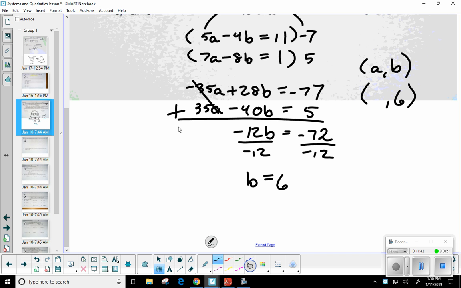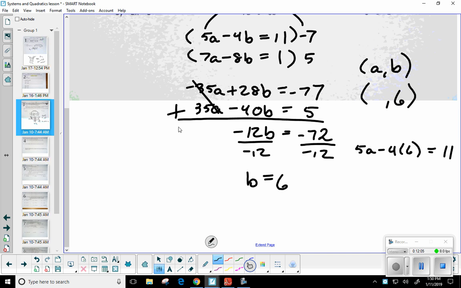So all I have to do is go back into one of the original equations, the first one or the second one, it does not matter, and just plug in my 6 and see what happens. Carolina, which one do you like? First one. Okay, so 5a minus 4b, but instead of b, I'm going to put in the 6, is equal to 11.